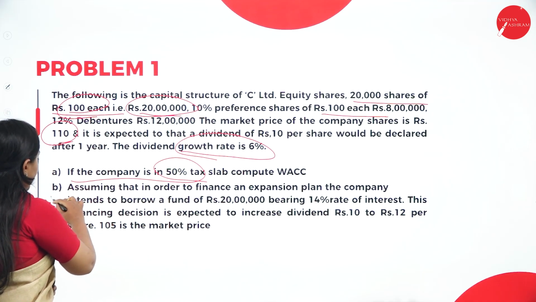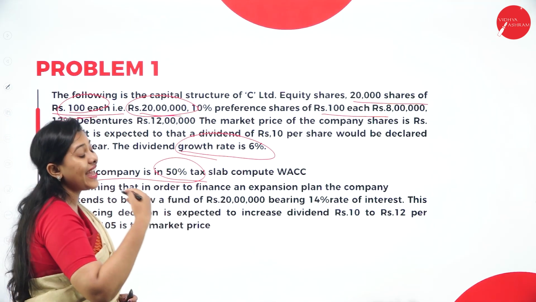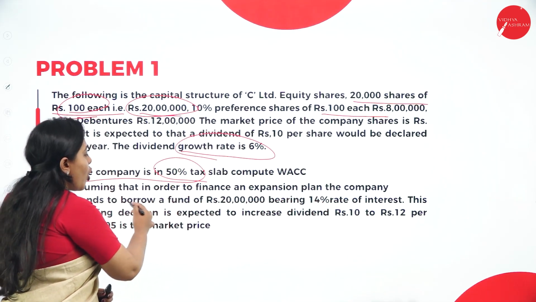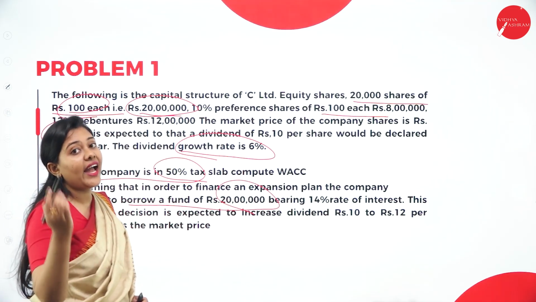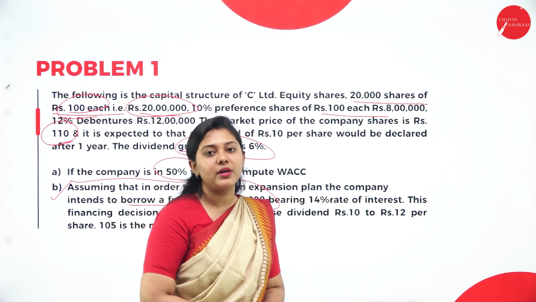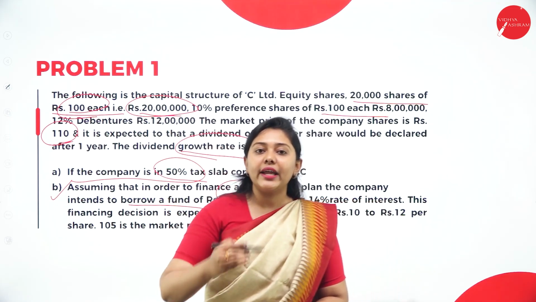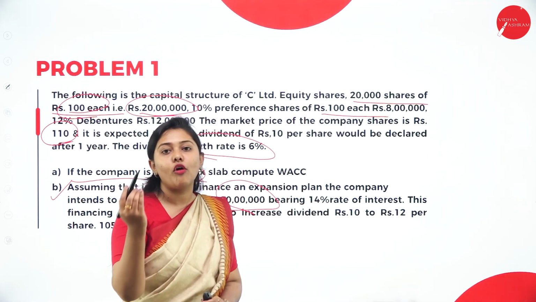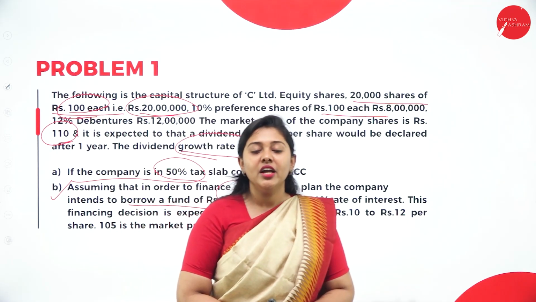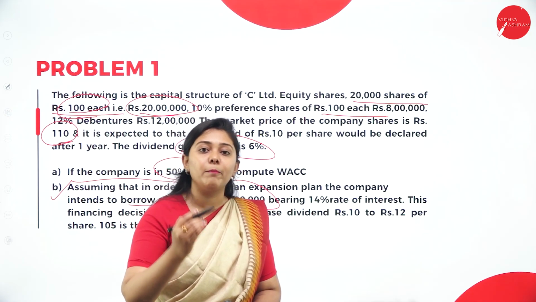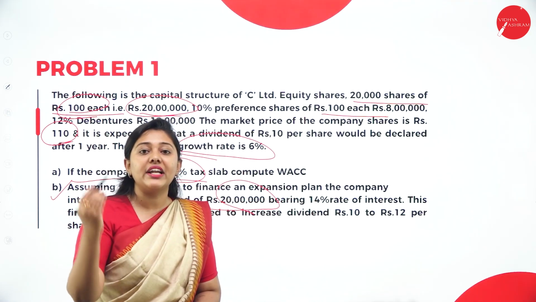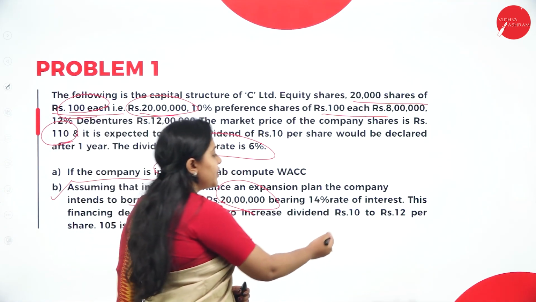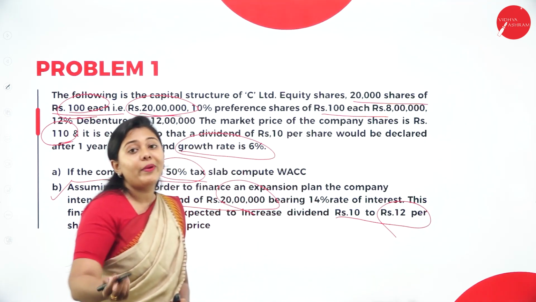Next is case B. Assuming that in order to finance an expansion plan, the company wants to expand its business, they have borrowed a fund of rupees 20 lakh bearing how many percent interest? 14% is the interest rate. So they have taken another source of finance for expanding their business, that is debt capital of rupees 20 lakh at 14% interest. For this you have to calculate the specific cost, and then calculate the new WAC.